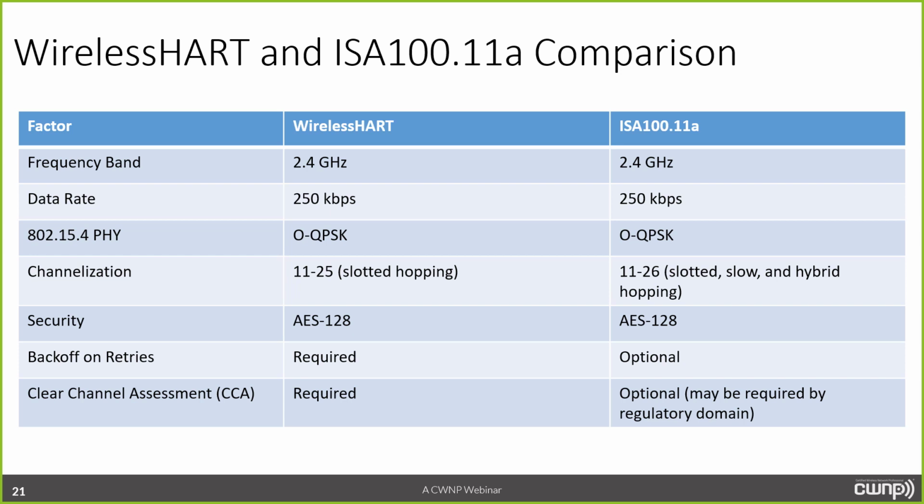WirelessHART requires backoffs on retries. With ISA100.11a, it's optional, because remember, it might not be a shared time slot. Clear channel assessment is required by WirelessHART. It's optional in ISA100.11a as a specification, but the regulatory domain may require it for the radio to be able to be authorized for use in that domain. So those are some differences between the two.